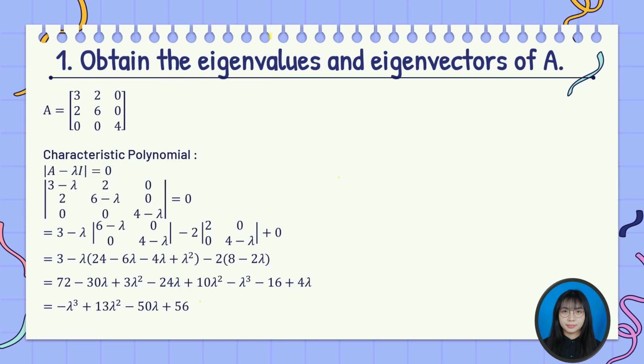The first question is to obtain the eigenvalues and eigenvectors of A. To obtain the eigenvalues of A, we will use the characteristic polynomial, which is the determinant of A minus lambda I equal to 0. Then we substitute the values into this equation and solve. We will use the first row and finally we will get negative lambda to the power of 3 plus 13 lambda to the power of 2 minus 50 lambda plus 56.